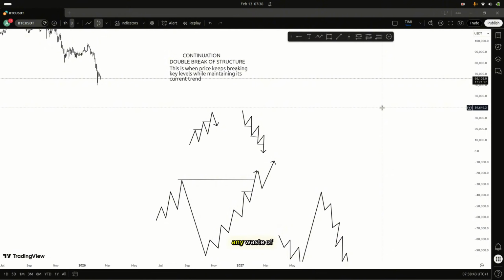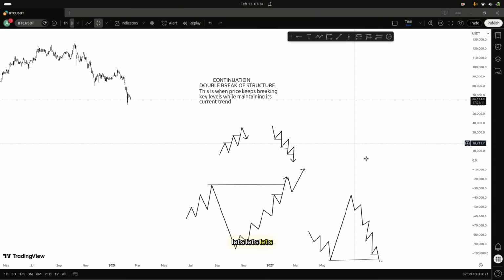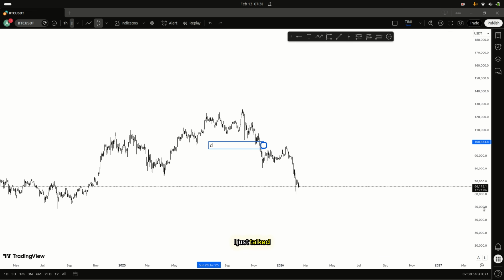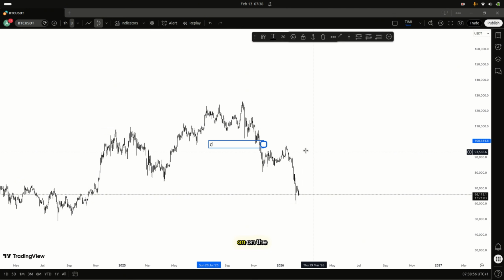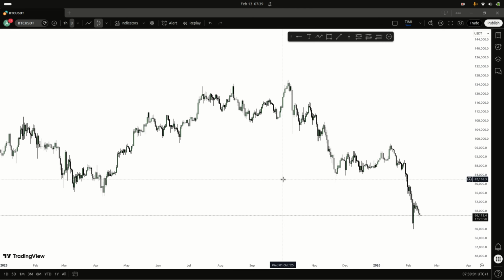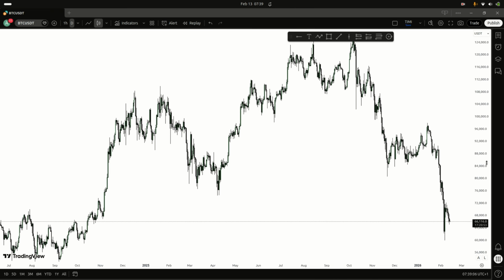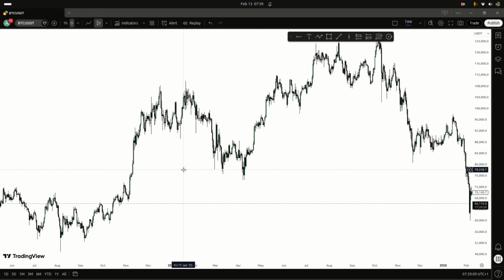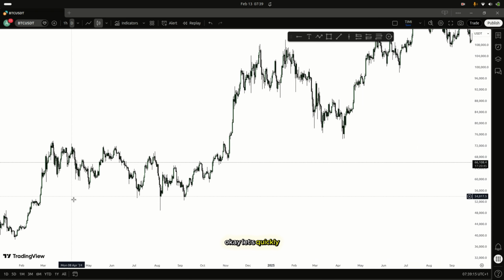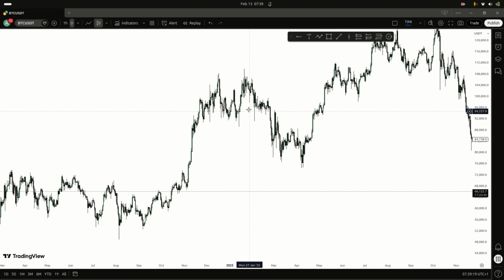So without any waste of your time, let's quickly go to the chart, right? Let's see if we can spot all this I just talked about. Let's try to spot them on the chart. Okay, let's quickly use this point here.